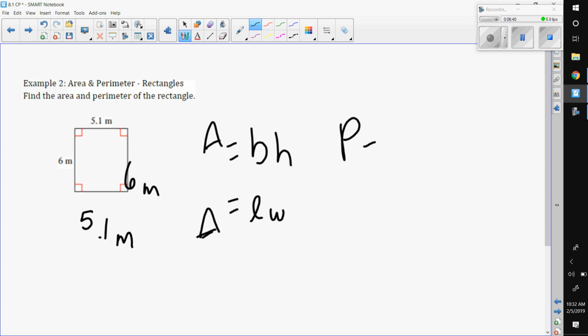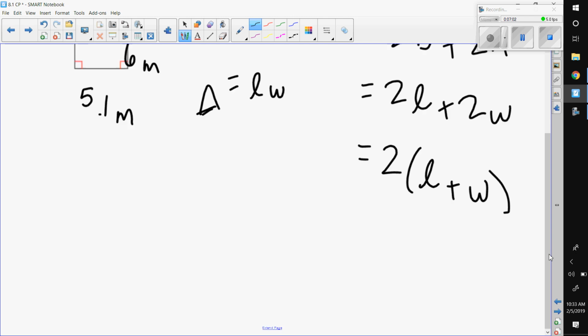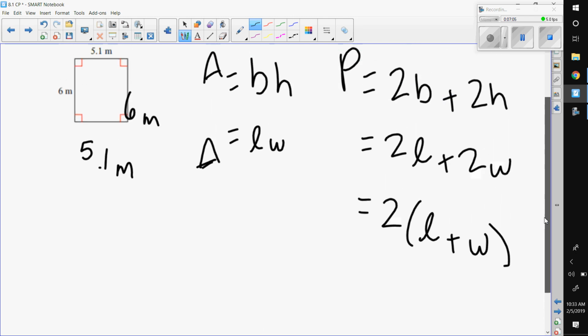And my perimeter is going to be all the sides added together. And you might see this as 2 times the base plus 2 times the height, or 2 times the length plus 2 times the width, or even 2 times the length plus the width. Okay, either one of those or any of those might be seen on your pink sheet.